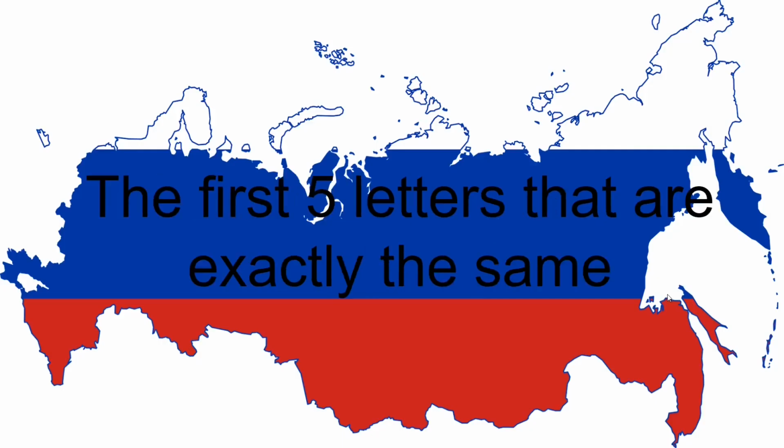So the first five letters are exactly the same in Russian as they are in English, and those letters are A, K, M, O, and T. Akmot. You can just remember that. All these letters look and sound pretty much exactly the same in Russian as in English.